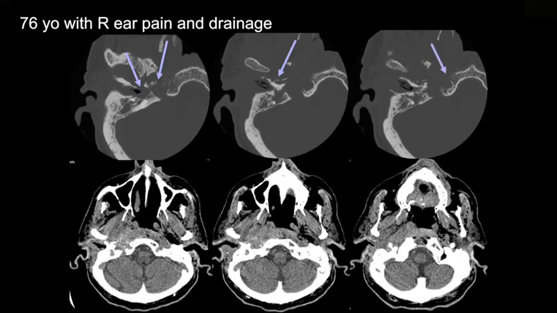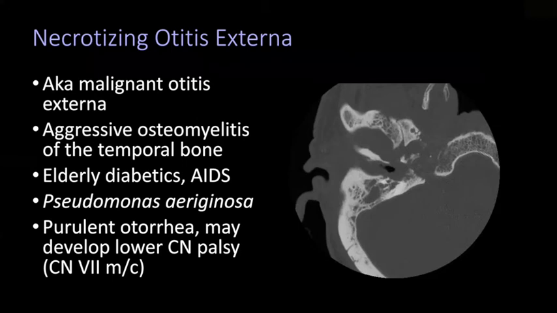We can also see abnormal soft tissue in the deep spaces of the neck below the skull base in the prevertebral, parapharyngeal, and carotid spaces at the level of the nasopharynx. And so these findings are consistent with necrotizing otitis externa. This is classically known as malignant otitis externa, but this name has fallen out of favor as it's really a misnomer. It's not a malignant neoplastic process, but rather a very aggressive infection with associated osteomyelitis of the temporal bone. It's most commonly seen in elderly diabetics, but can also be seen in immunocompromised patients, including patients with AIDS.